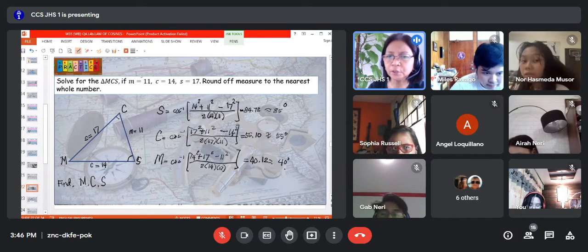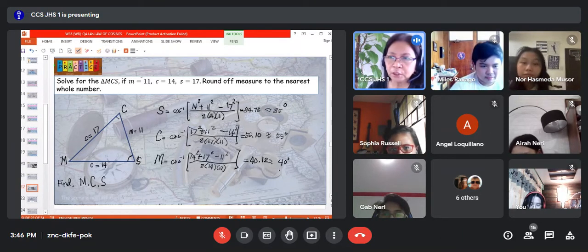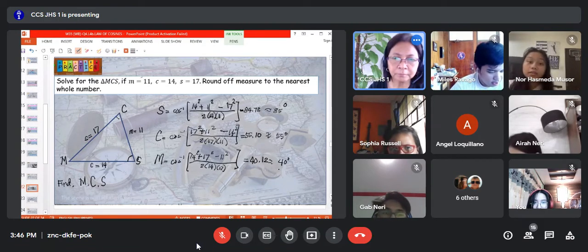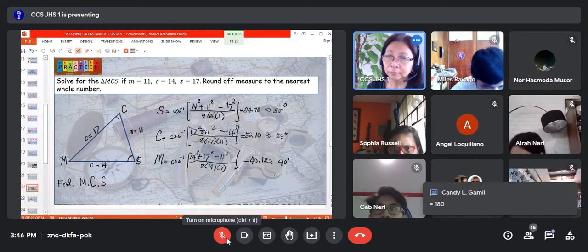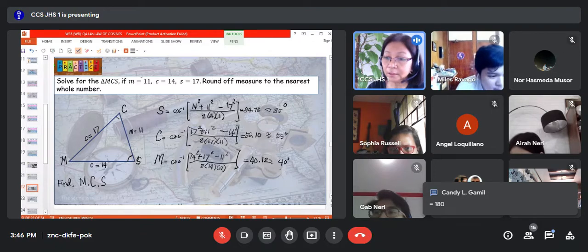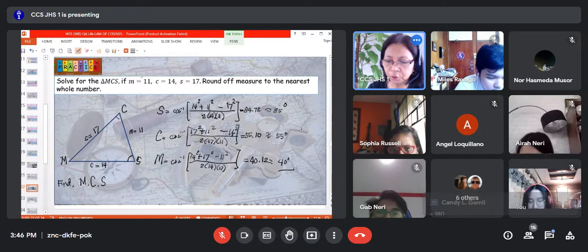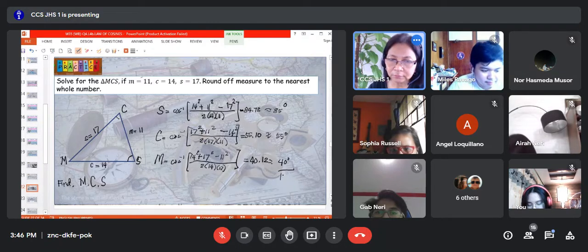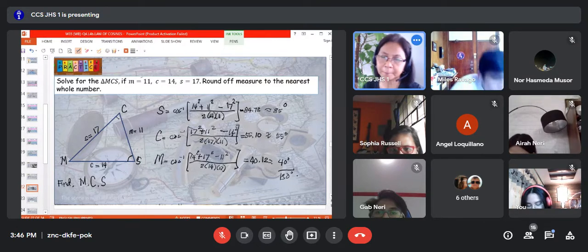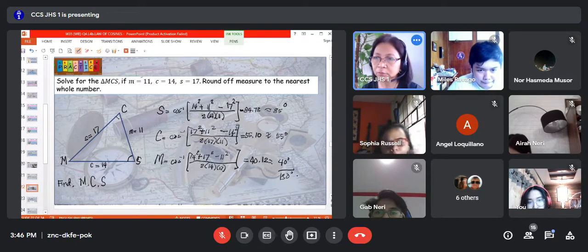Okay, how do we check if our answer is correct? How do we check, class? Get the sum of all the angles. If the sum is equal to 180 degrees, therefore your solution is correct. So, perfect. If it does not add up to 180 degrees, then there's one wrong value there.